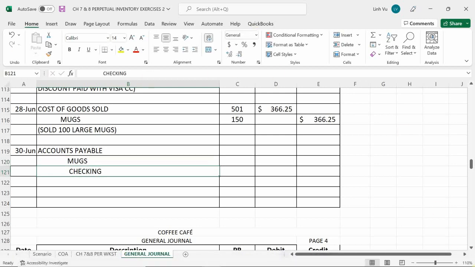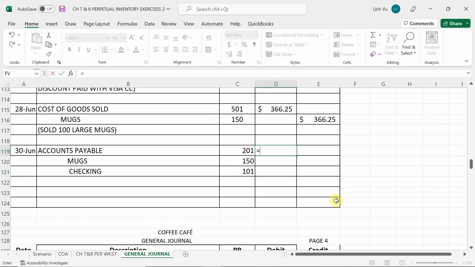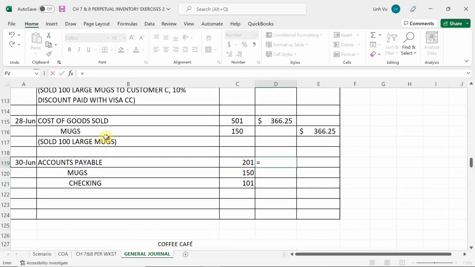So therefore, my accounts payable is 201, mugs is 150, and my checking account is 101. Okay? So let's first figure out how much I actually owe in grand total.